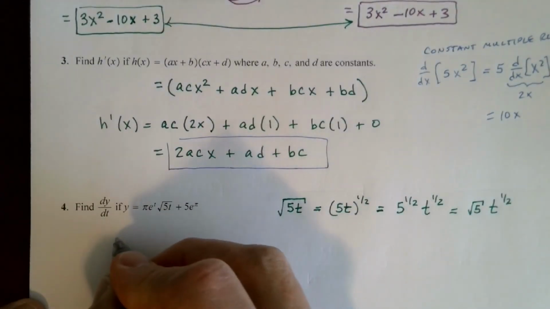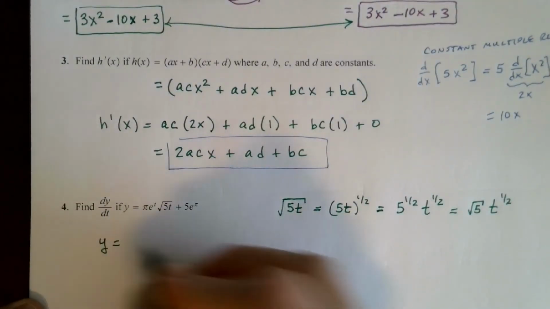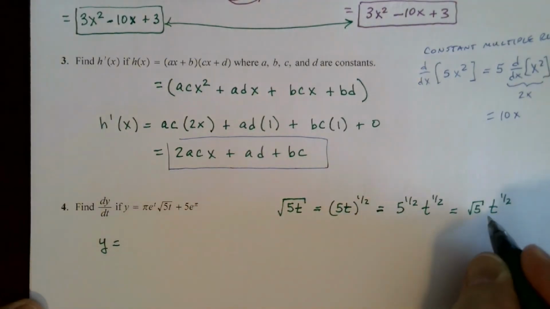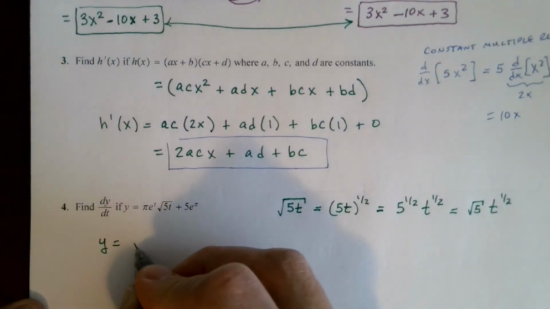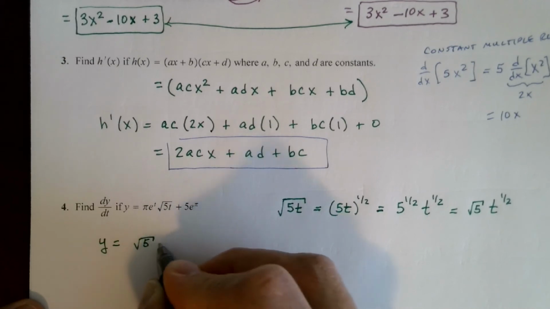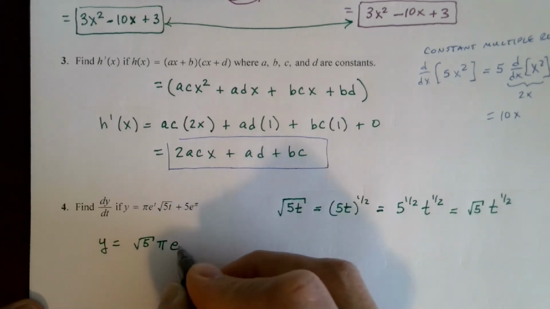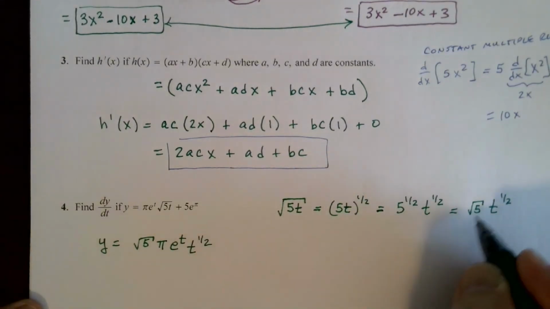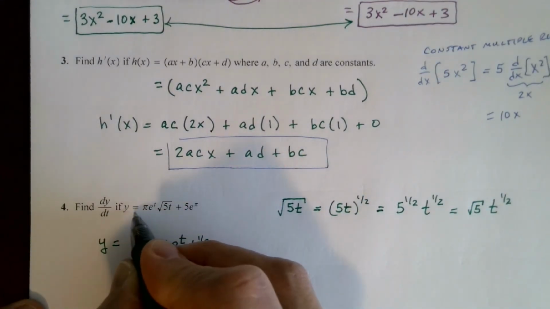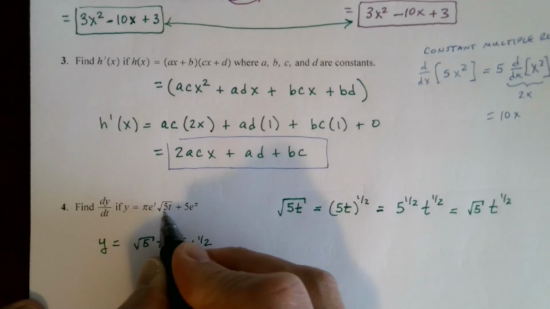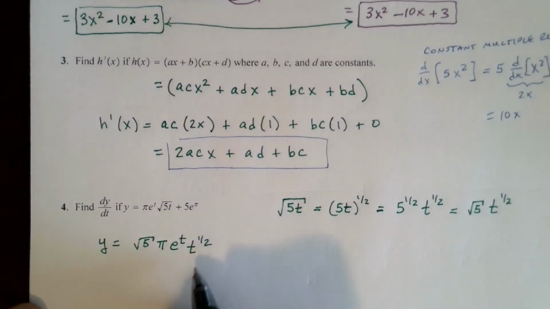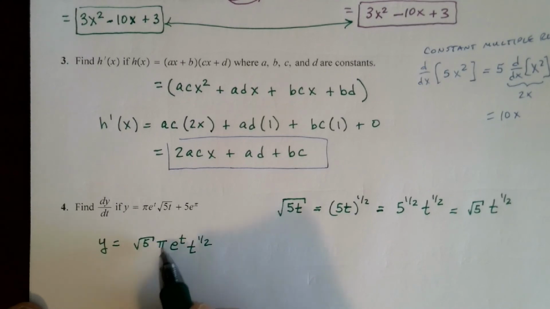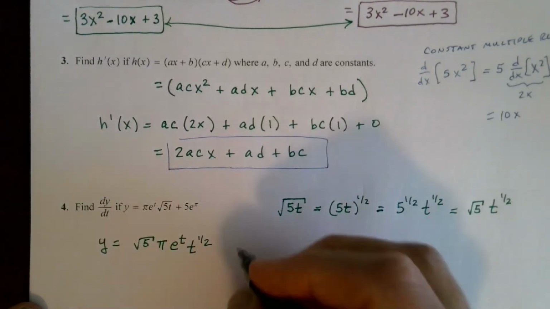So this now is pi e to the t times, this becomes square root of 5 pi e to the t times t to the 1/2. Here I just took the square root of 5 and pulled it out in front. You can do that, right? Because all I'm doing is multiplying. The order you multiply things in, again, does not matter. I just like to put the numerical coefficient up in front.